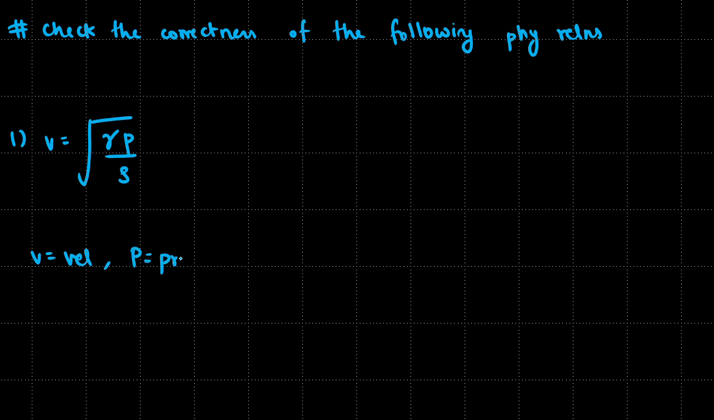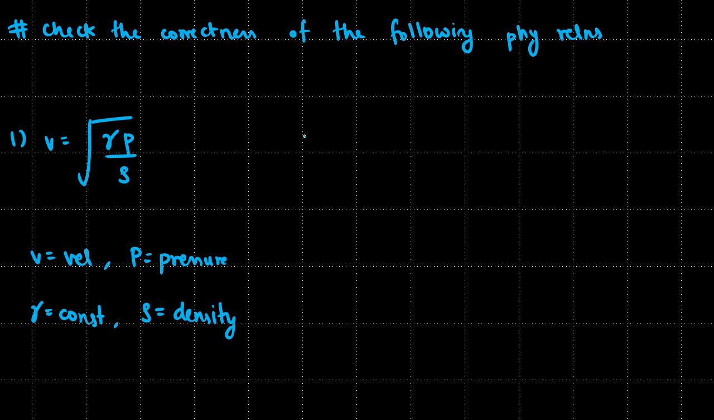P is pressure, gamma is a constant, and rho is density. So rho and gamma are the name of these symbols. Okay. In books you will find the symbol of rho as this as well, but this looks like a P, so I'm gonna write it like this, and most teachers also follow this, prefer to write rho as this.